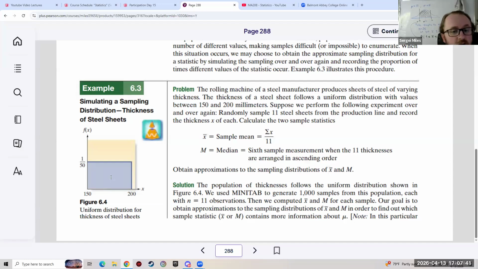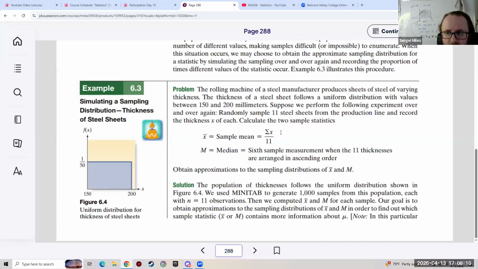We already know for a uniform distribution, we can find the average by taking the maximum minus the minimum divided by 2. So we know the average should be 175. On average, the sheets of metal should be somewhere around 175, maybe a little less, maybe a little more. But most of the time, they're going to be somewhere in the middle. So how do we find out if the machine is working correctly?